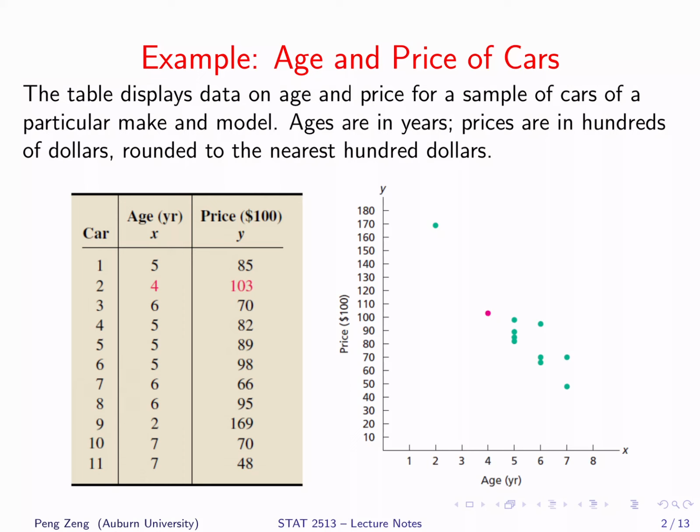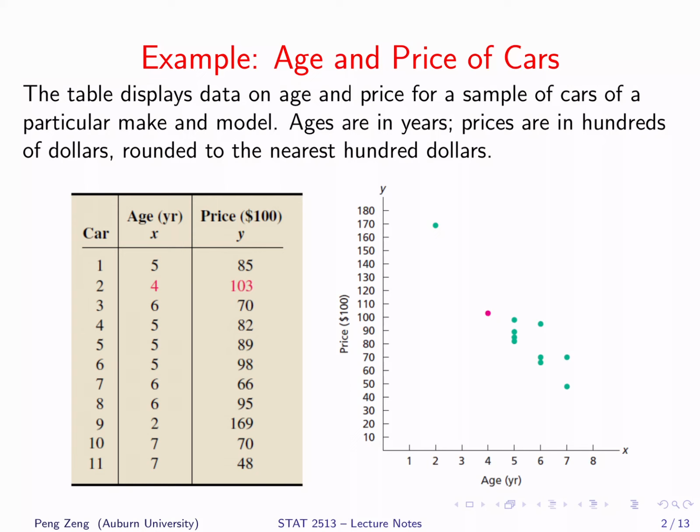In order to visualize the data, we draw a plot on the right. The horizontal axis is age and the vertical axis is price. Each point corresponds to a car. We draw the point corresponding to its values of age and price. For example, for the second car, its age is 4 and its price is 103. The corresponding point on the graph is the one with x coordinate 4 and y coordinate 103.